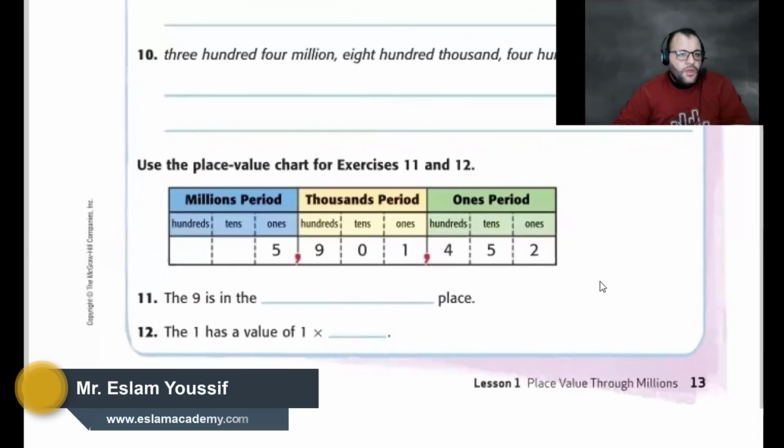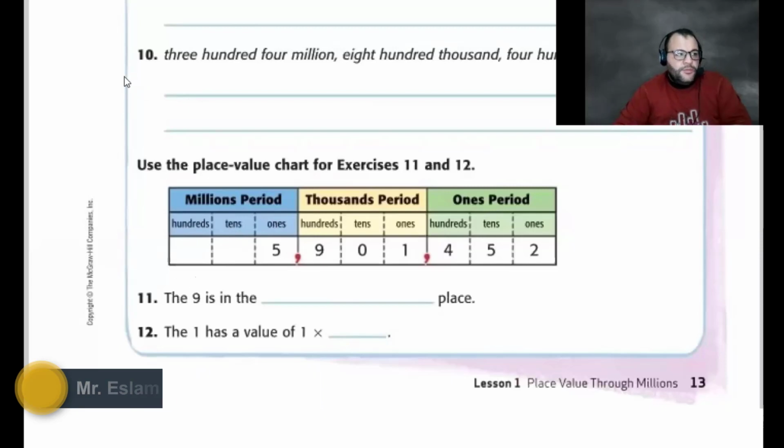Bismillah. We're coming back. We solved up to number 10. That's right, we'll finish number 10. If you want to speak, please raise your hand and I will open the mic for you.